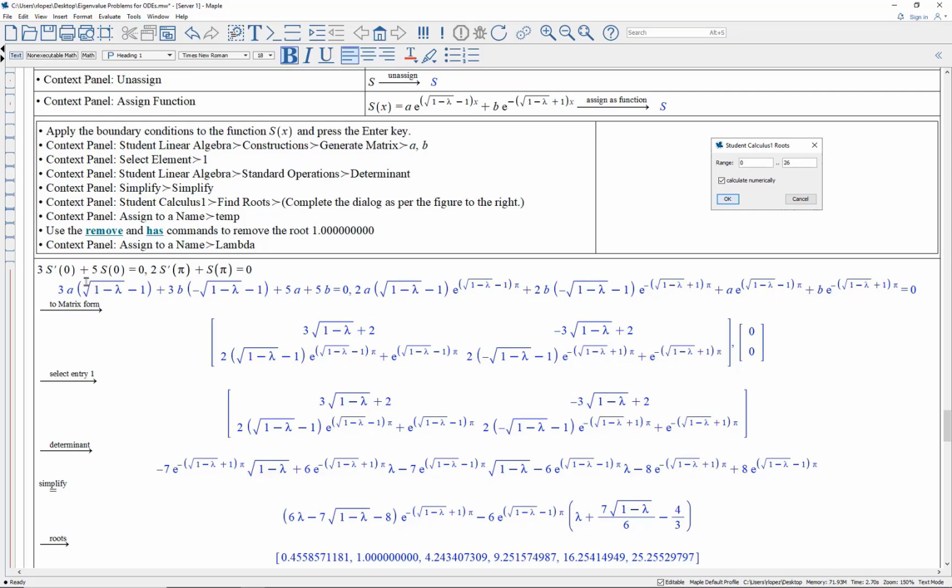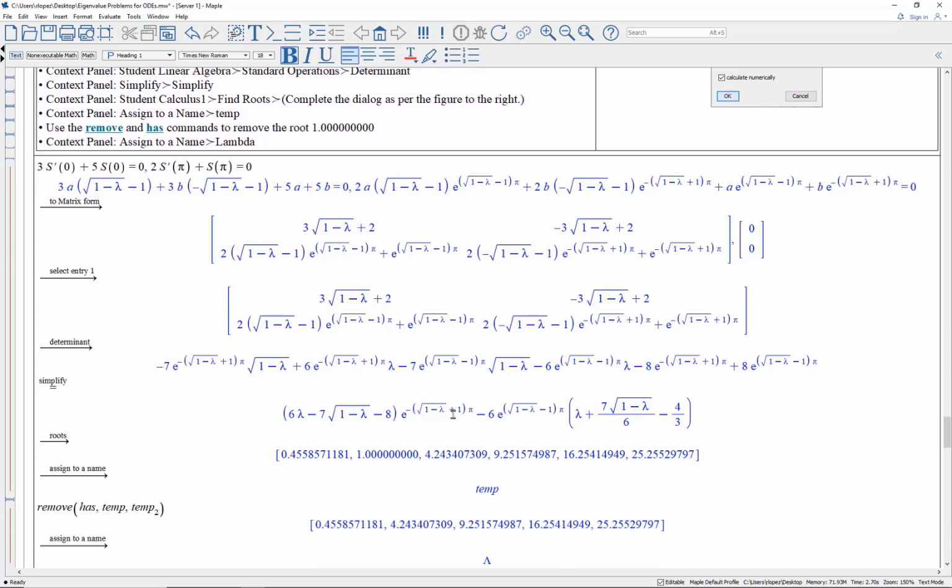And I have to apply the boundary conditions, which is what I do here. Same step that I did up above. S prime at 0, S at 0, S prime at pi, S at pi. Get these two equations. And you notice they're getting rather longer now. Put them in a matrix. Grab the matrix. Get its determinant. I hit it with a simplify. It's a little bit smaller.